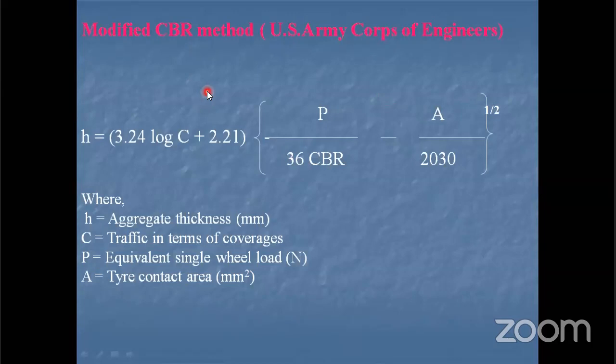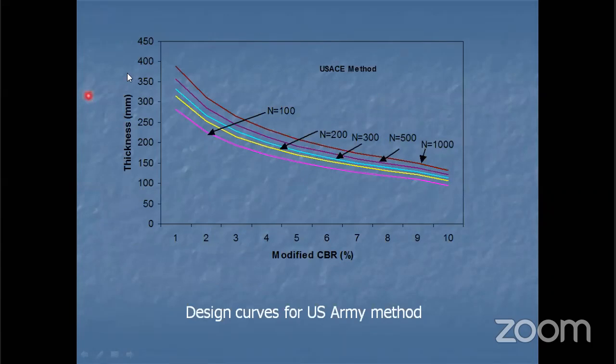Now this is the modified CBR method by USRV cost. We calculate the thickness of the base course using this equation. Aggregate thickness is calculated for the different traffic coverages at equal single wheel load. A is the tire contact area. Based on that equation, we have calculated the thickness for different numbers of passes for the USACE method. So if you have the modified CBR value, we can directly get the thickness of the pavement.